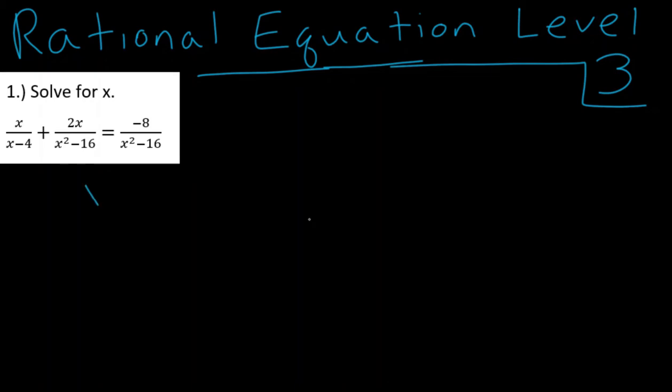Let's start by rewriting our function. We can do x over x minus 4. And notice, one thing that we want to do here is we want to take a look at the denominator of our second fraction, and we want to ask ourselves, can that thing be factored? Now, when you look at x squared minus 16, you should recognize that it is in fact a difference of squares. What does that mean?